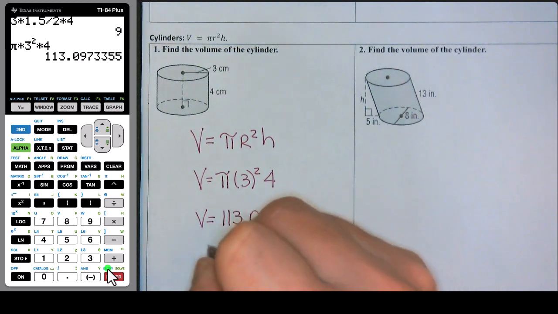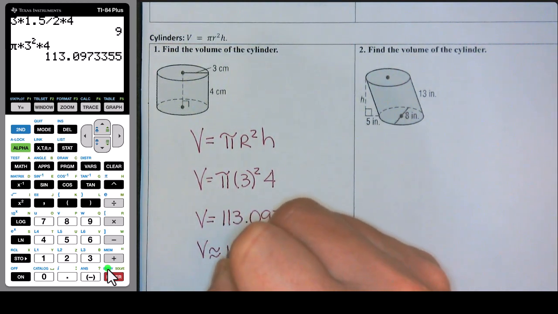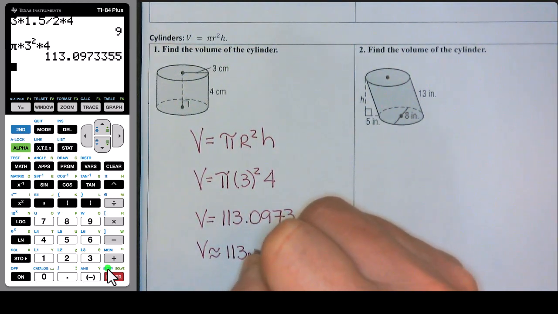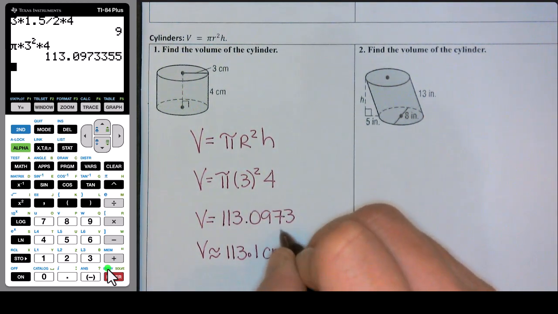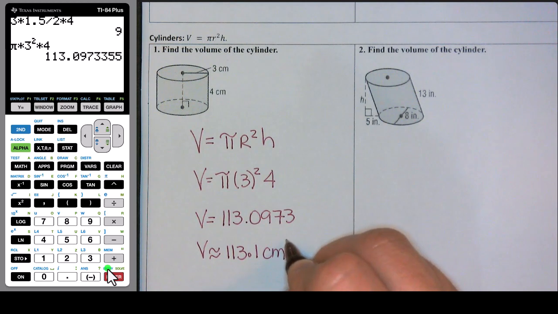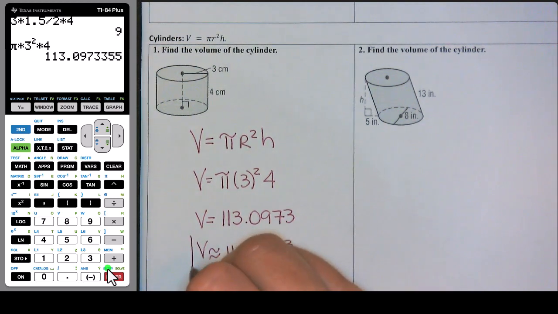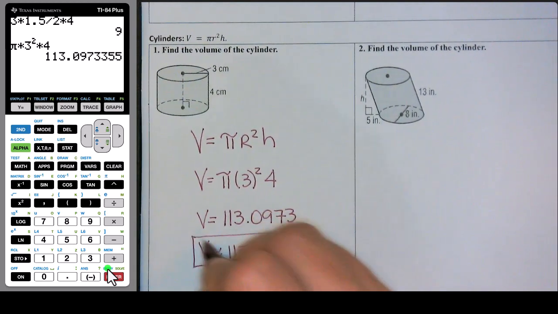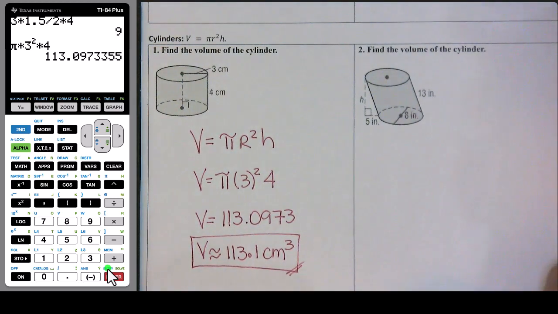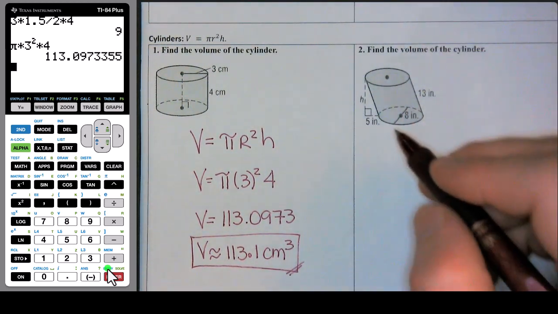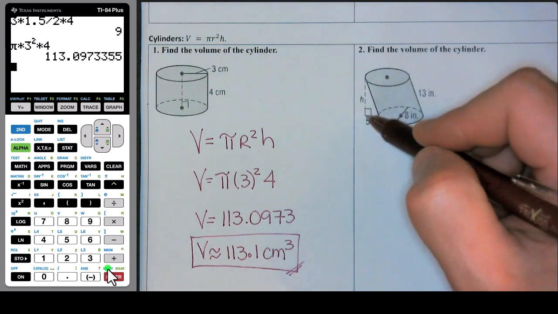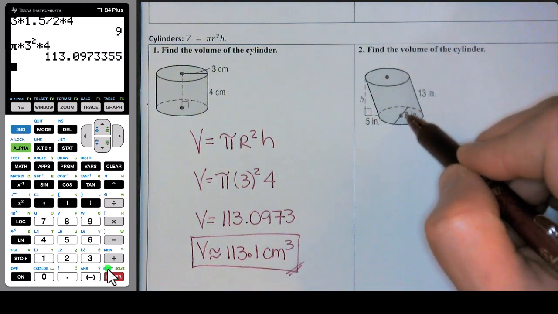113.0973, which we rounded to 113.1. Please remember, if the problem doesn't state, then you round to the nearest tenth, and this would be centimeters cubed. So there we go, our answer for this particular problem. Here we have another cylinder. The cylinder is slanted, but still we do have a height right here, and we do have the radius.